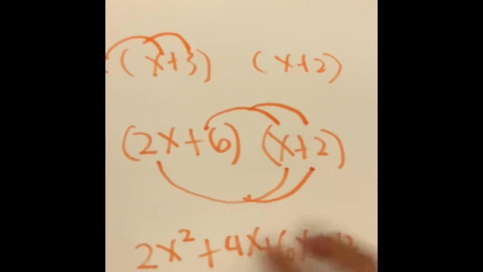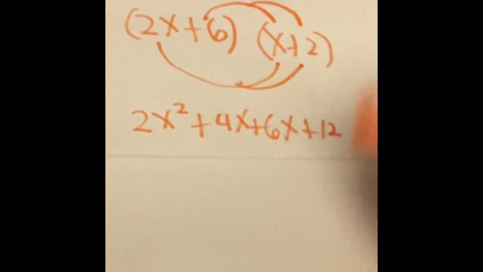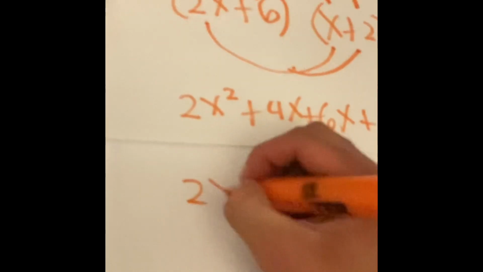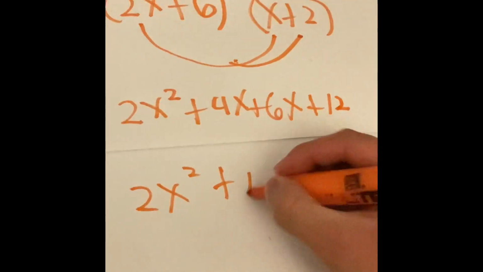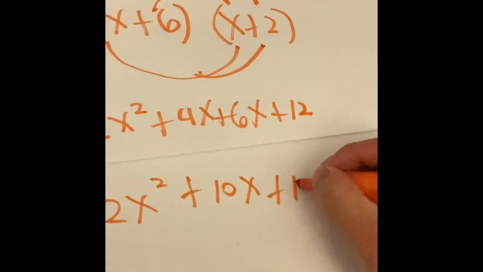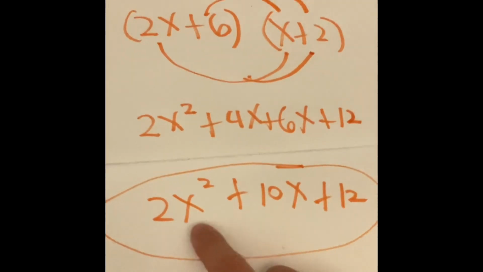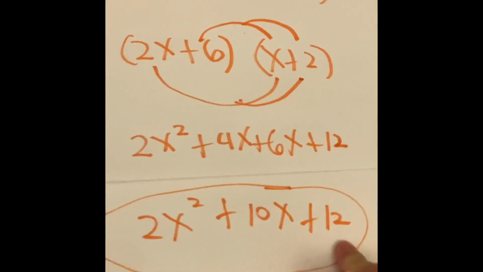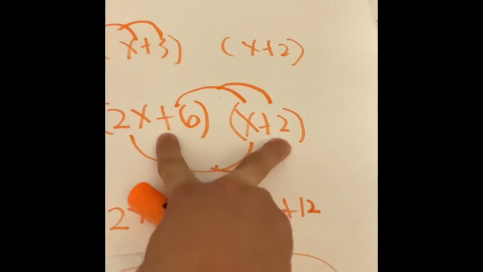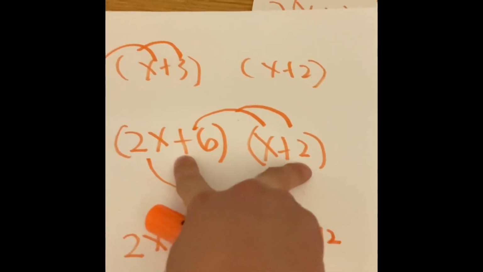So when you combine like terms and simplify, you get 2x squared plus 10x plus 12. And there we have it. We have a quadratic trinomial, and these two binomials right here are our factors.